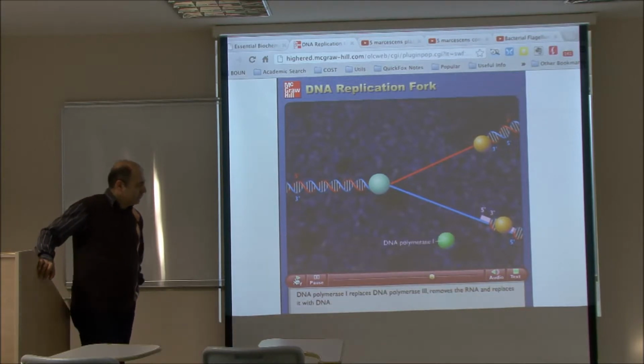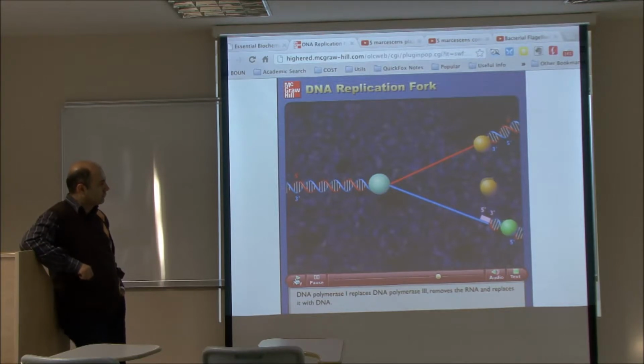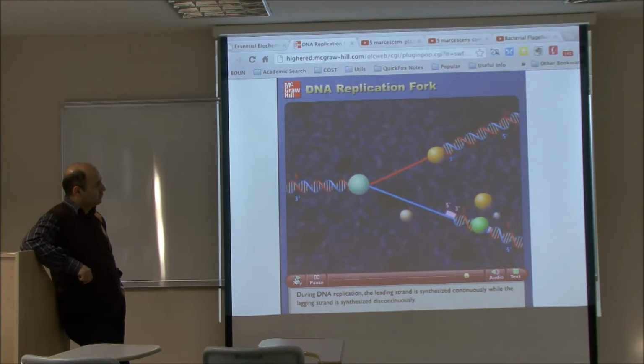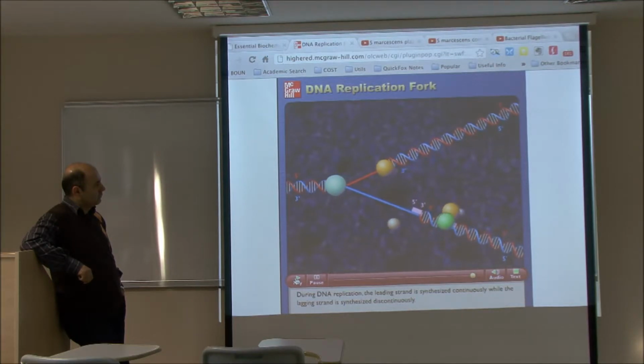DNA polymerase I replaces DNA polymerase III, removes the RNA, and replaces it with DNA. Finally, the enzyme DNA ligase forms a phosphodiester bond between the 3' OH of the growing strand and the 5' phosphate in front of it. During DNA replication, the leading strand is synthesized continuously, while the lagging strand is synthesized discontinuously.